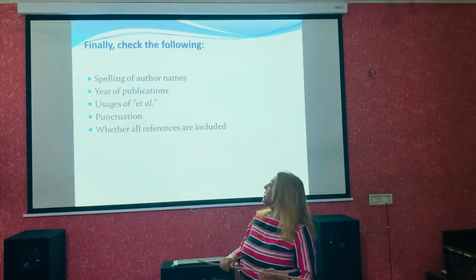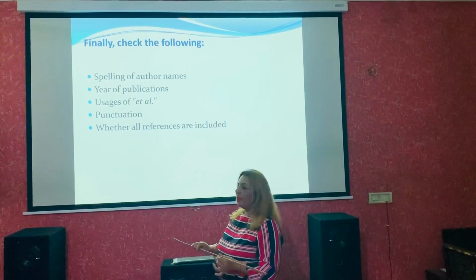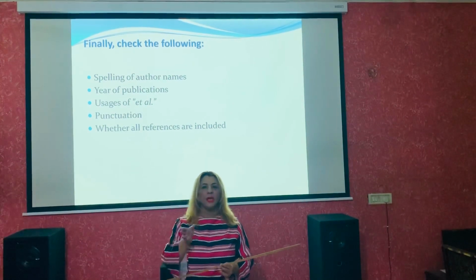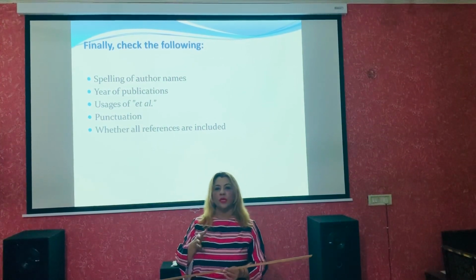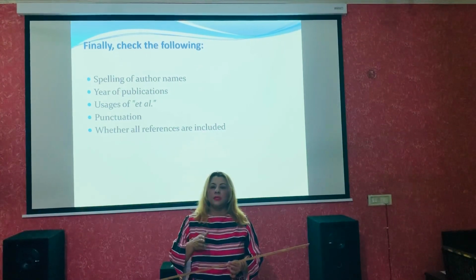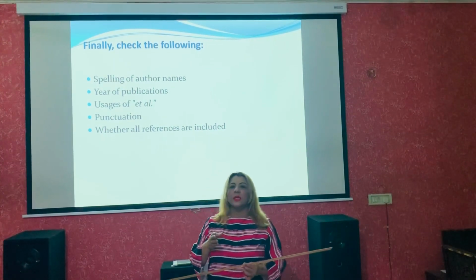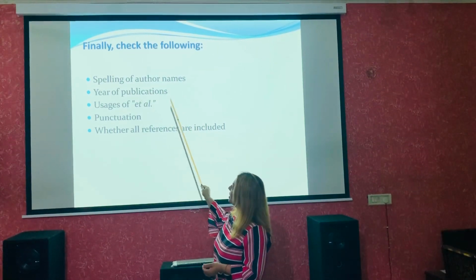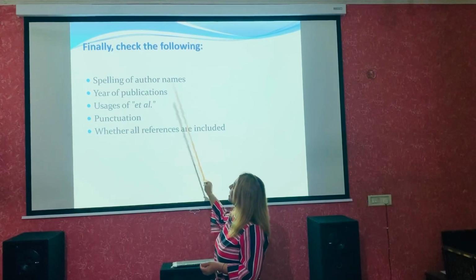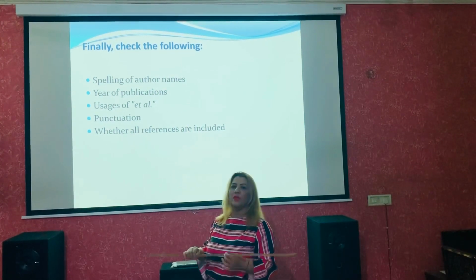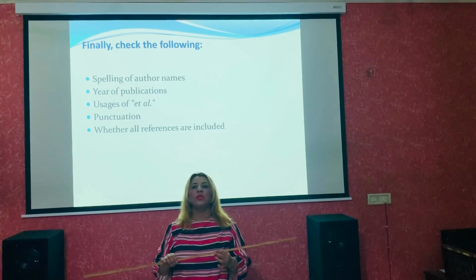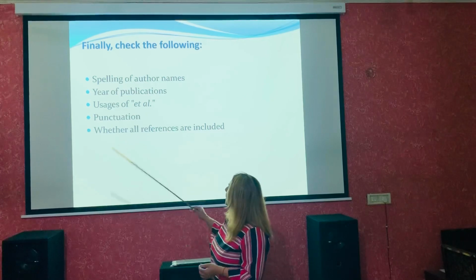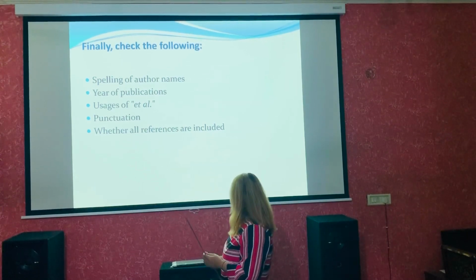So finally, dear students, you need to check the following. When your paper is complete, you need to arrange it as per the content of the paper. Again, I am repeating: abstract, then keywords, then introduction, then methods, then results, then discussion, then conclusion, then acknowledgement, then references. But before sending it, you need to check the spelling of the authors' names, the year of publication, and the use of et al., when more than 2 authors are there. Then punctuation, and whether all the references are included or not.